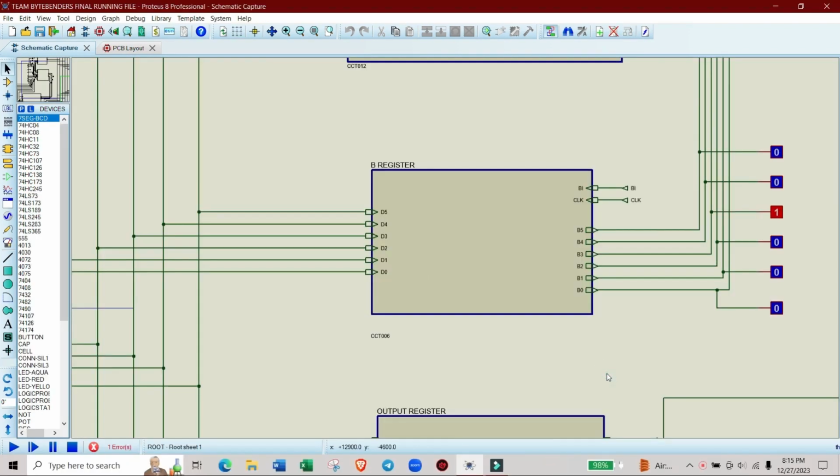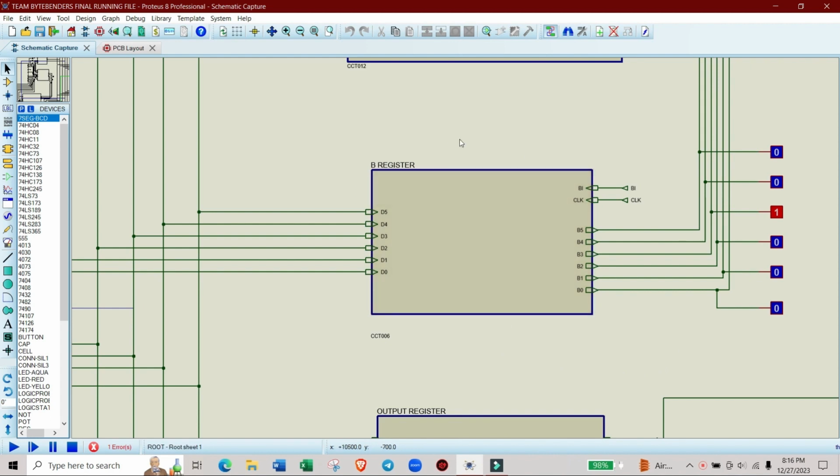Now we will talk about B register. B register is used by the ALU to perform arithmetic and logical operations on the accumulator and the values stored in the B register. The B register can also be used to store the values to be written to memory or output to the display. This is a B register.